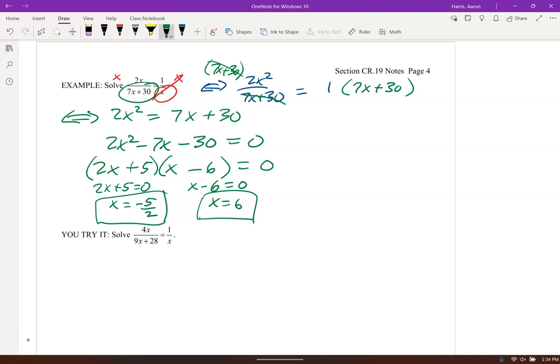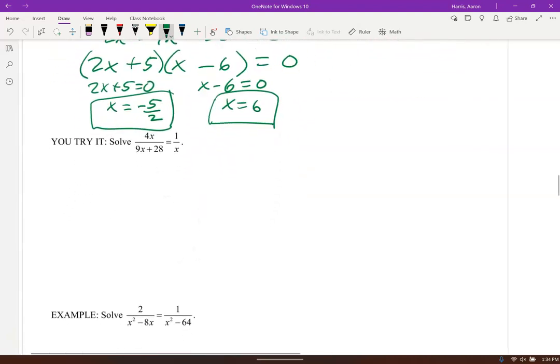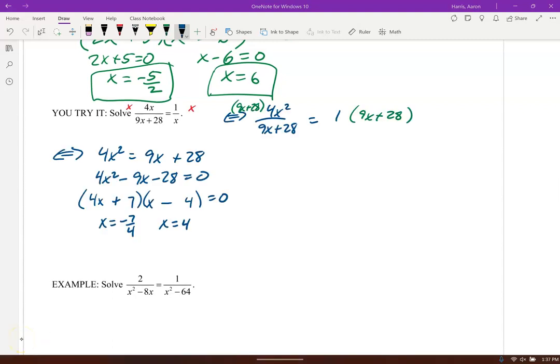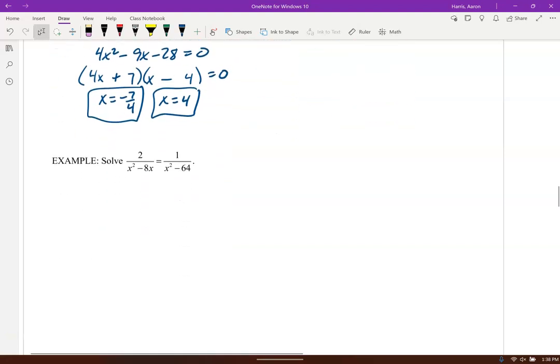They're fine. If you guys try this one, got the negative 7 and 4. Again, you're checking. Make sure that those check out. X can't be 0. And x cannot be negative 28 over 9 as well. So those will both be fine on that. Okay, let's keep going on this one here.